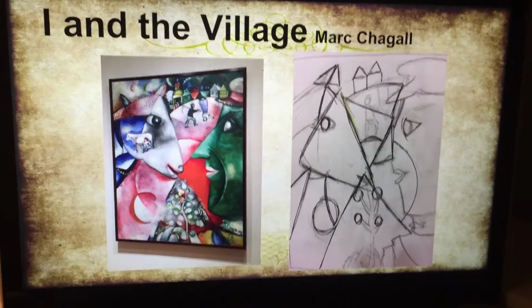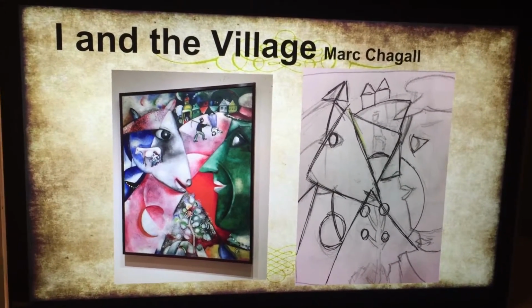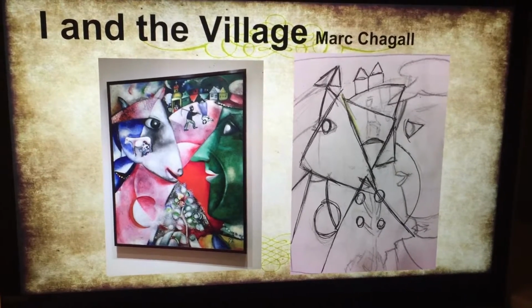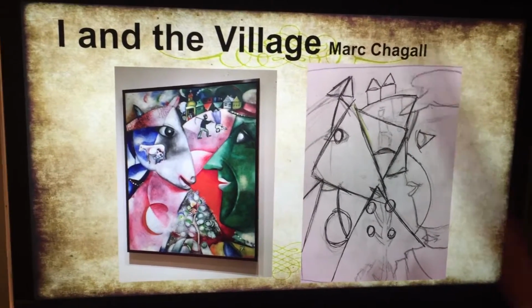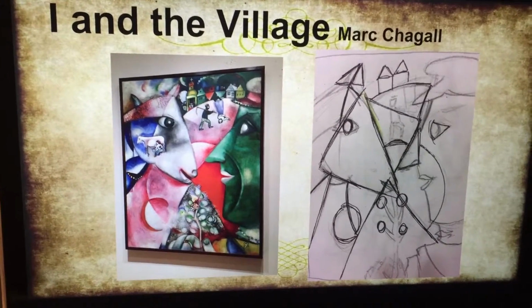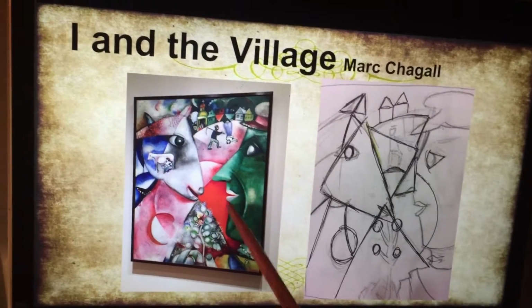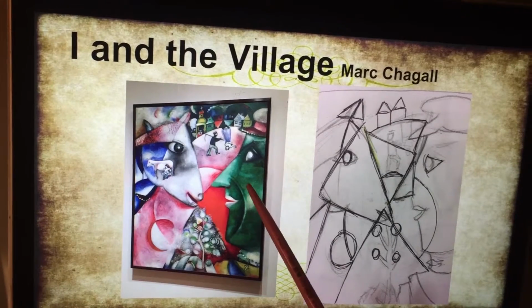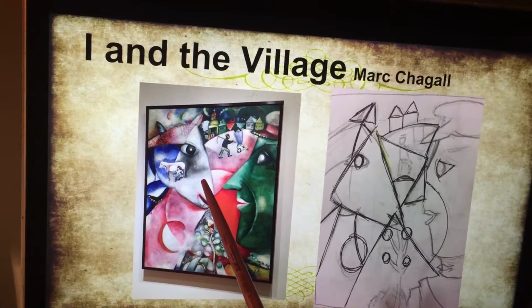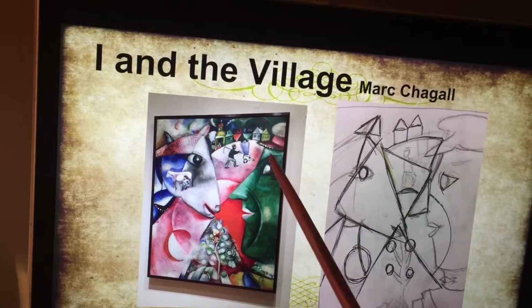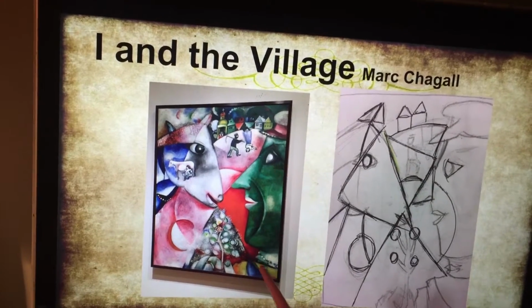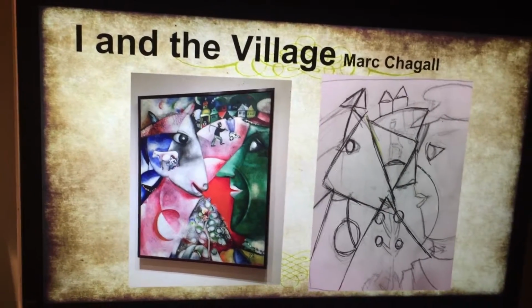This painting was the one I like and it was called I and the Village by Marc Chagall. The first thing that I noticed is there's a lot of color in this painting. For example, the green, red, white, blue, and dark green and yellow.